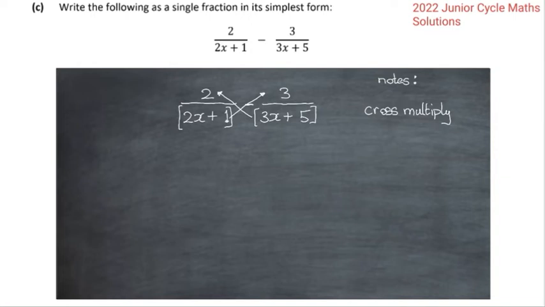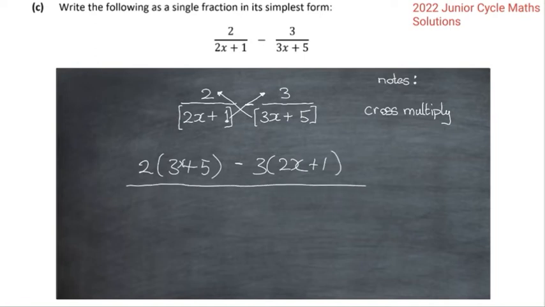So we're going to get 2 by 3x plus 5 on top, and also a negative 3 by 2x plus 1 on the right hand side as our numerators, and down below we're going to get the two denominators multiplied together, and we can just write them alongside each other. You do not need to multiply them out as it's already simple when it's in the brackets.